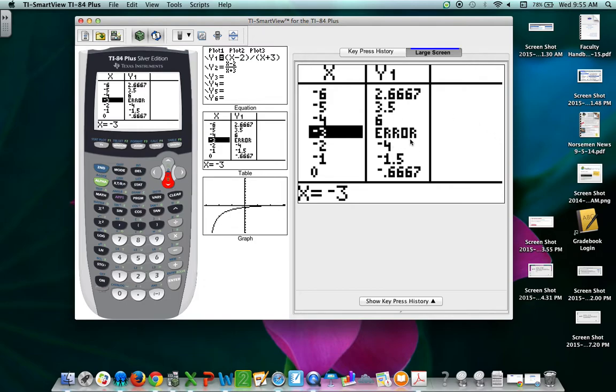Now remember, if you put in your simplified function, the hole may show up in here as a point. So make sure that you already have that listed out and plotted on your graph as an open circle.